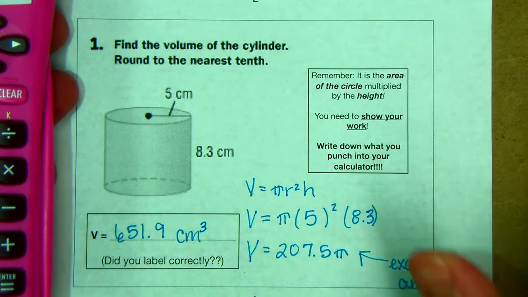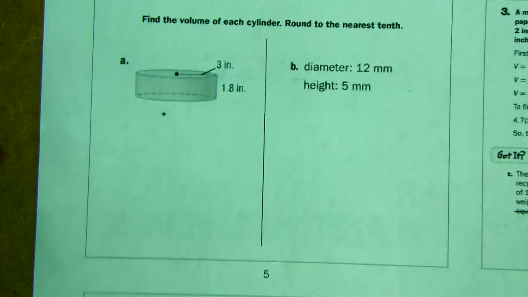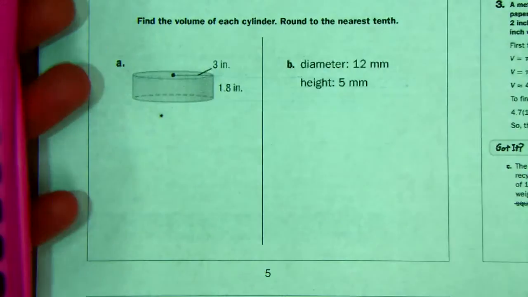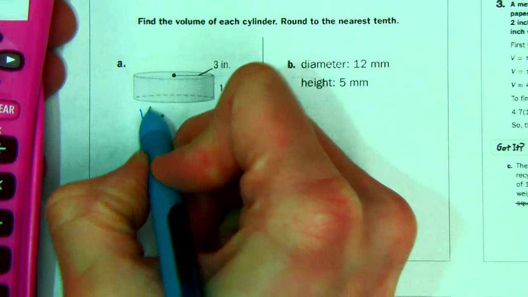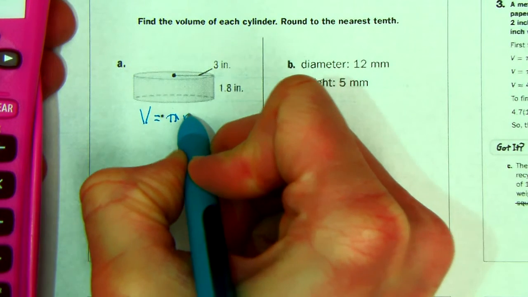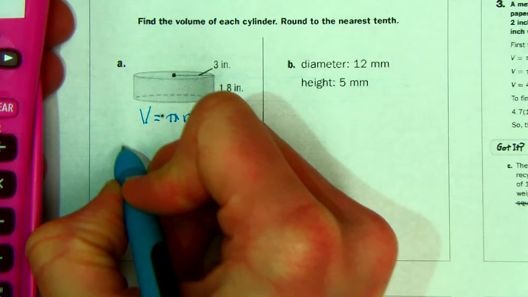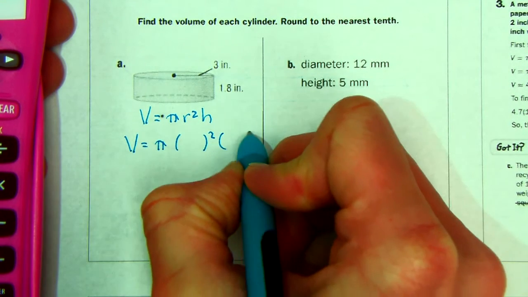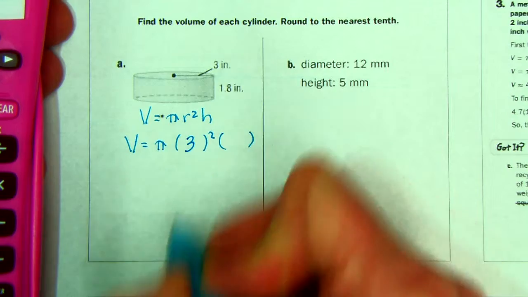You can pause me if you have to. Okay, so take a look at this one. We got a short little fat one here. So again, volume equals pi times radius squared times h. I'm going to put the radius of 3 in there. I'm going to put the 1.8 in there. I am then going to multiply 3 squared, that's 9, times 1.8.